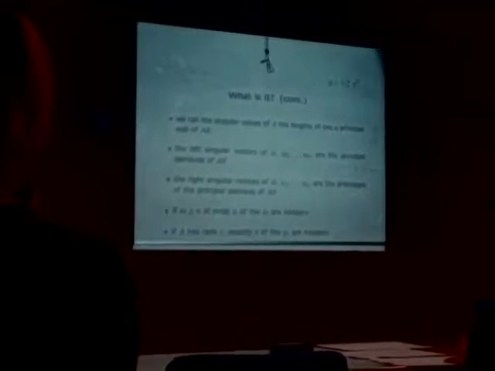This just repeats what I said. The left singular vectors of A are u_1 through u_n, the principal semi-axes of the image of the sphere, the semi-axes of the hyperellipse. The right singular vectors of A are also called the pre-images of the principal semi-axes of AS. That's it.